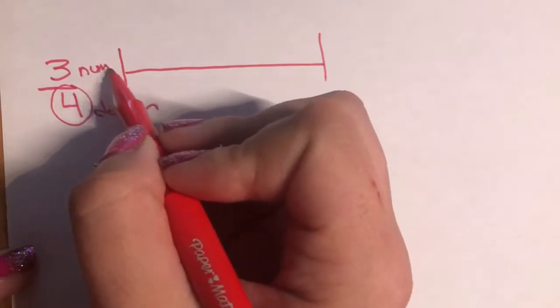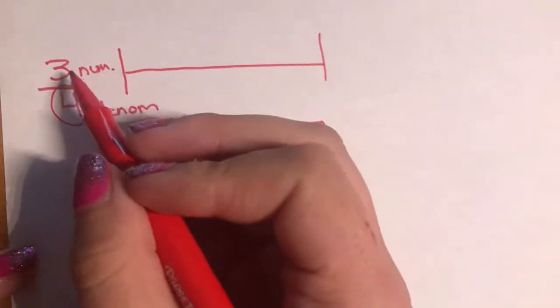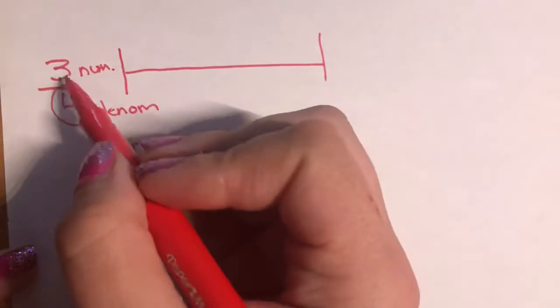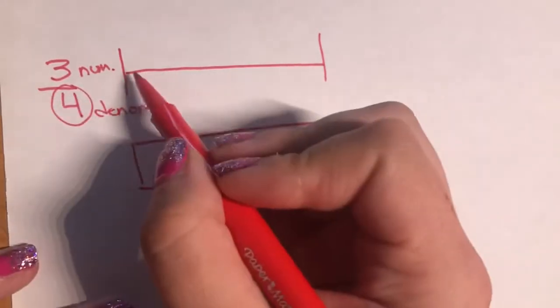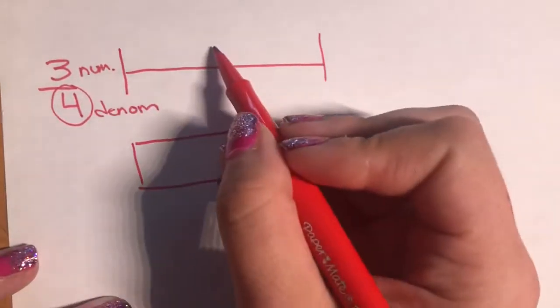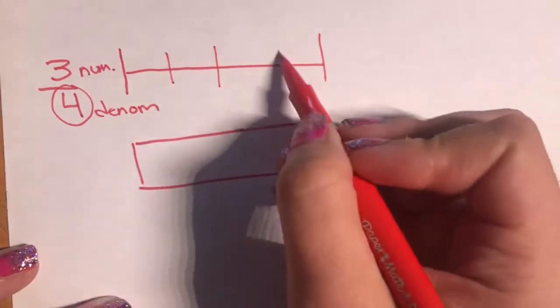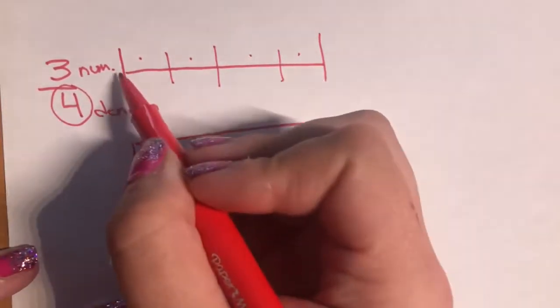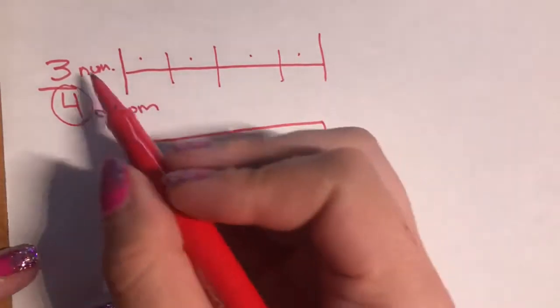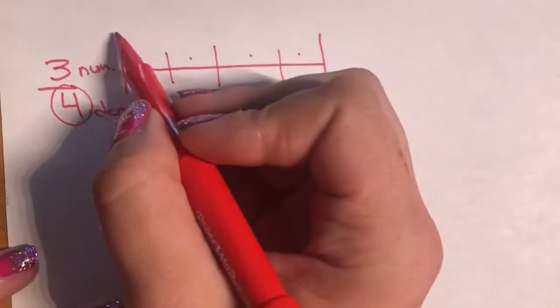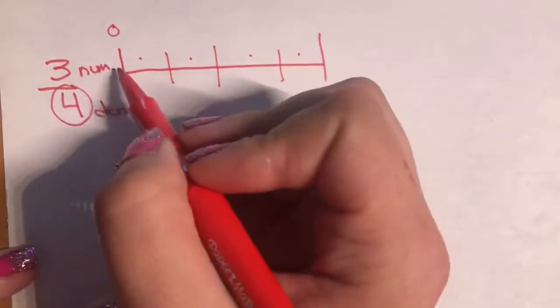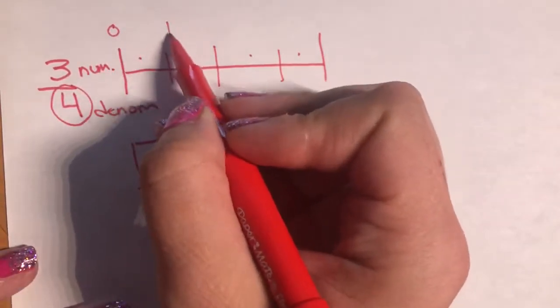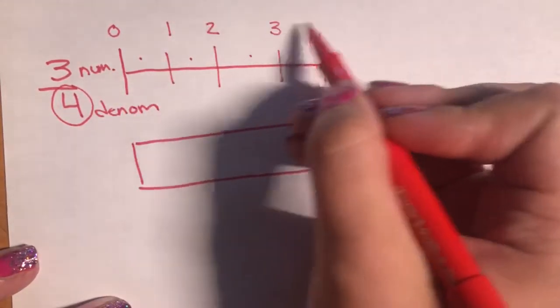And our top number is called our numerator, and that's how many of our total. 4 is our total. So here's my whole. I'm going to partition it into 4s. So that's 1, 2, 3, 4. So if this is a number line, and I was going to make 3/4, this is my 0 because I haven't gone anywhere. Here's my 1, 2, 3, 4.